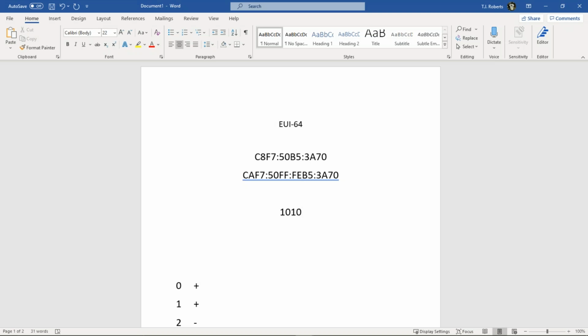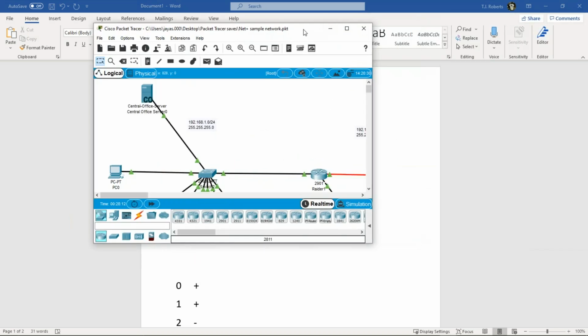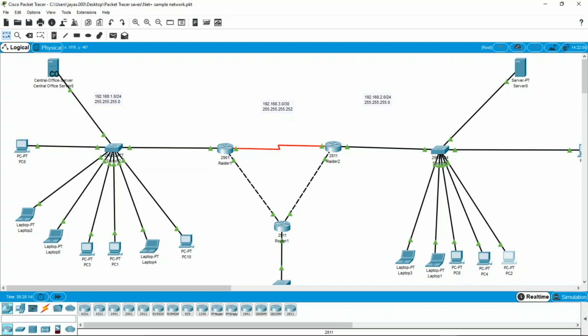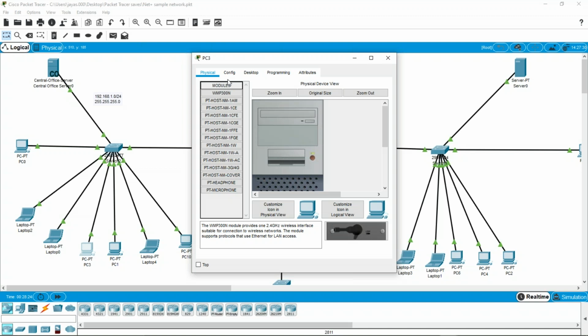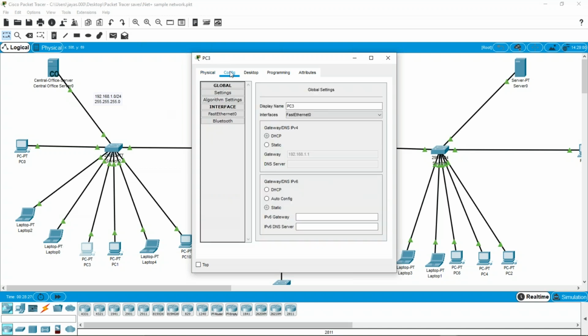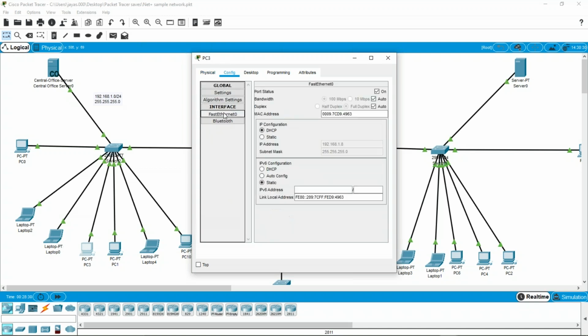Let me see if I can find it. Actually, yeah, this is it, right? So look right here. This is one of the devices in my topology that we're going to be troubleshooting in just a second. We still have some time, so if I click on one of these devices, let's say this one right here, PC3, and I go into the config, I'm going to come to Fast Ethernet real quick. You can see the MAC address right here, right? I haven't done anything to this.